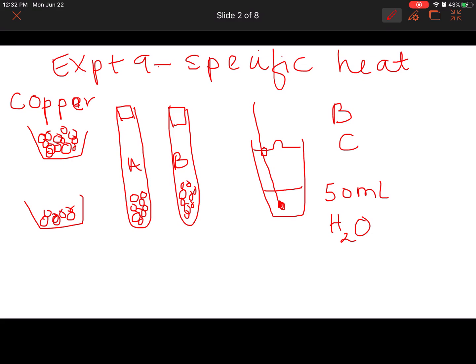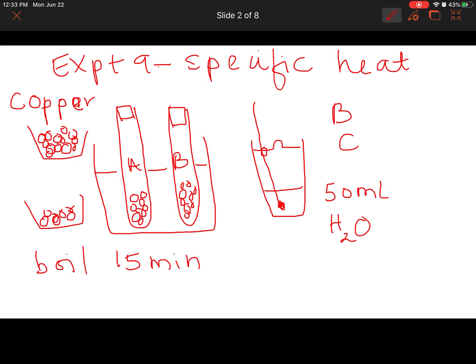And in the meantime, you're going to take a beaker and boil about 600 milliliters of water in it. Let's say this is the beaker. So the water has been boiling for some time, and then you put your two test tubes that have metals into the boiling water. And then you put it on the hot plate and let it boil for about 15 minutes. Okay, boil about 15 minutes.